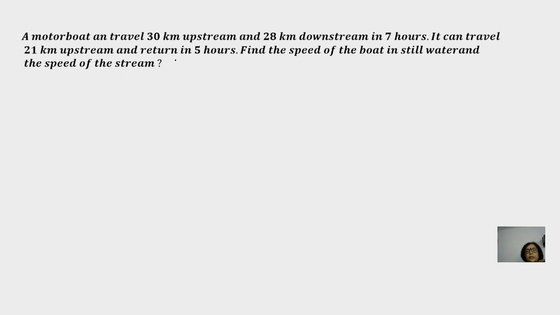The next question is, a motorboat can travel 30 km upstream and 28 km downstream in 7 hours. It can travel 21 km upstream and return in 5 hours. Find the speed of the boat in still water and the speed of the stream. So, in the first case, the boat is going 30 km upstream. Let us take the speed of the boat as x km per hour and the speed of the water as y km per hour.